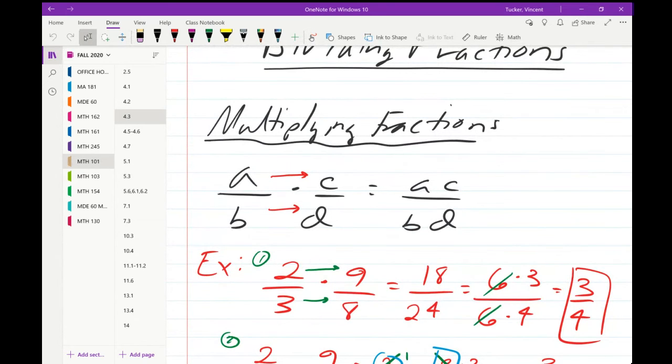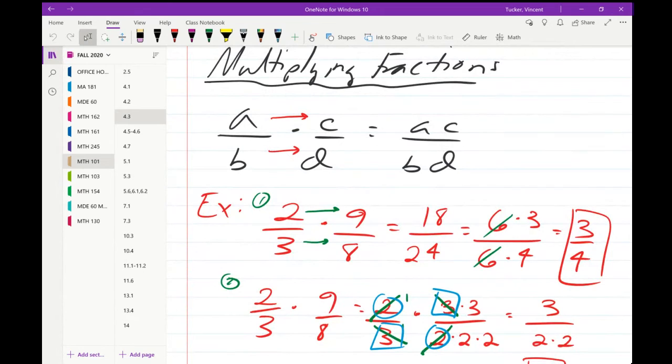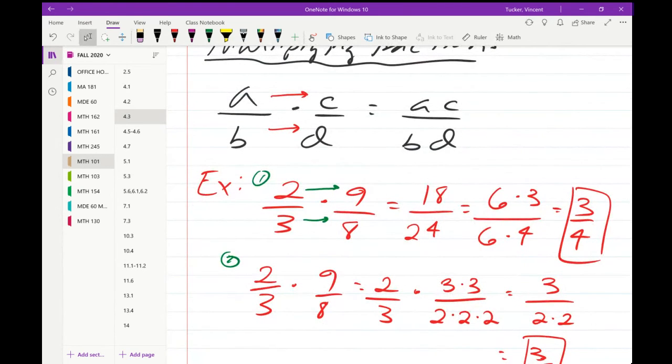All right, so we can multiply one of two ways. Let me delete some of this stuff so we can talk. All right, so we can either multiply and then reduce, or we can reduce first and then multiply. So the first method, if we just multiply across, that's 2 times 9, then 3 times 8 down bottom. That'll give me 18 over 24.